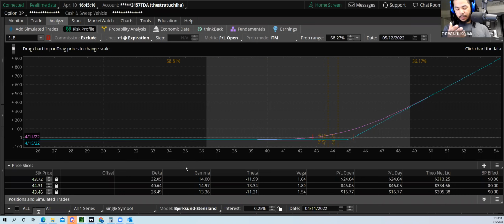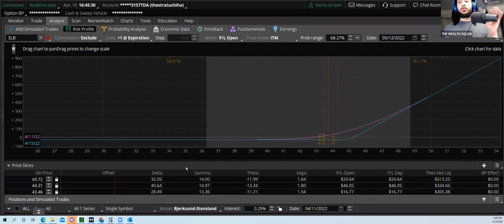Then for the 45 call, our payment would be 27, right? At the first price target, our profit would be 16.75. If we hit PT2, our profit would be 24.61. And then if we move the full ATR, that's 46.04.